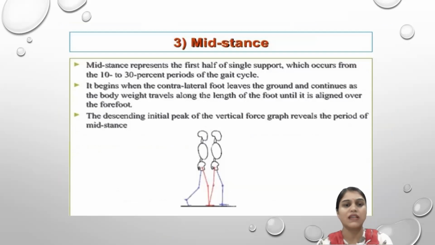mid-stance. Mid-stance represents the first half of single support, which occurs from the 10 to 30% period of the gait cycle. It begins when the contralateral foot leaves the ground and continues as the body weight travels along the length of the foot until it is aligned over the forefoot. The descending initial peak of the vertical force graph reveals the period of mid-stance.